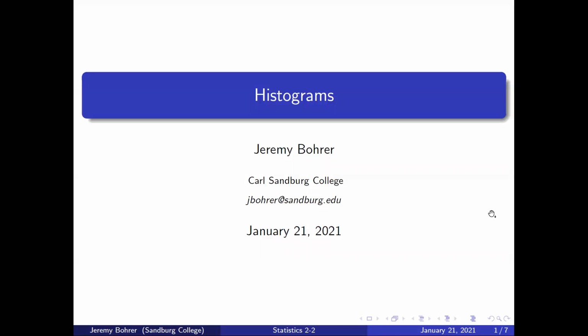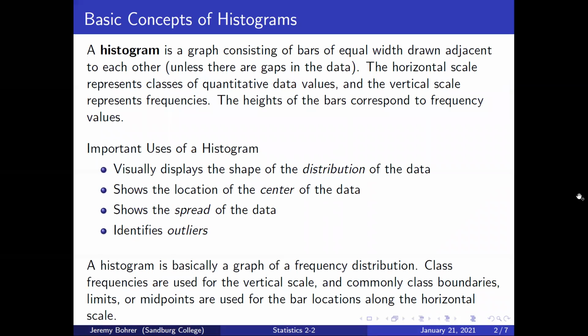In this video, we will discuss histograms. A histogram is a graph consisting of bars of equal width drawn adjacent to each other, unless there are gaps in the data. The horizontal scale represents classes of quantitative data values, and the vertical scale represents frequencies. The heights of the bars correspond to frequency values.